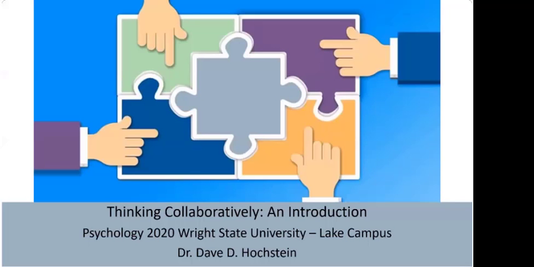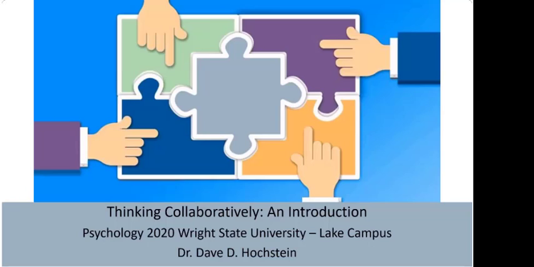So today's topic is thinking collaboratively, an introduction, and this is for the Psychology 2020 course at Wright State University Lake Campus, and I am Dr. Dave Hochstein. We'll be talking about some of the content from Chapter 1 of Garrison's 2014 book, Thinking Collaboratively, Learning in a Community of Inquiry.